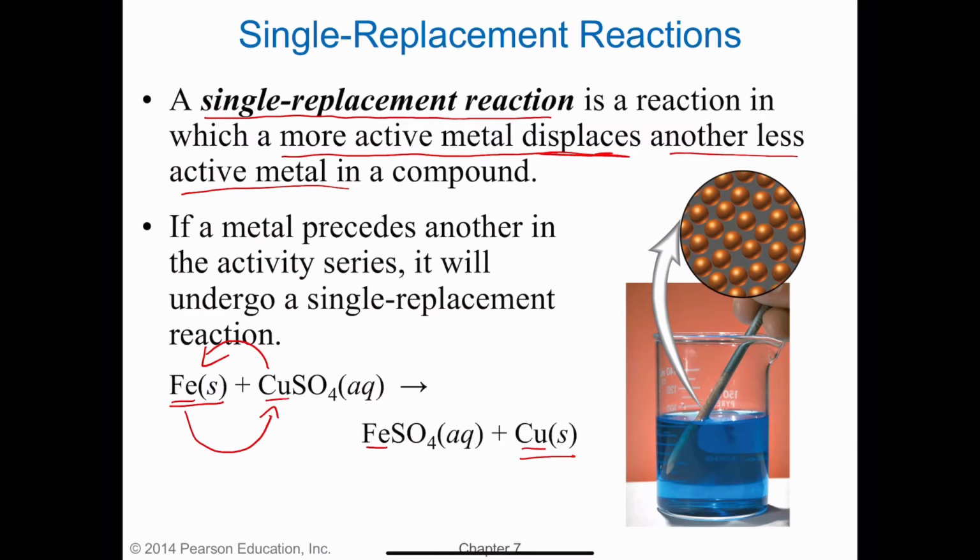But going back to the activity series, if a metal precedes another in the activity series, it will undergo the reaction. So these are the two metals. We have iron and copper, and we're talking about iron displacing the copper. So it's kind of like copper is bound to the sulfate. The copper is being bumped out. It's being displaced by the iron.